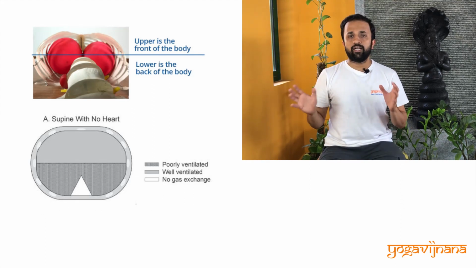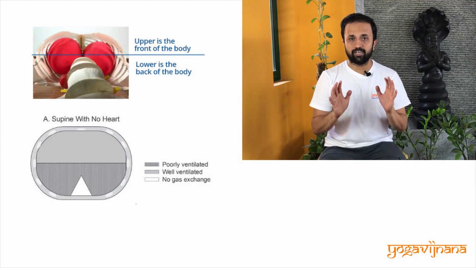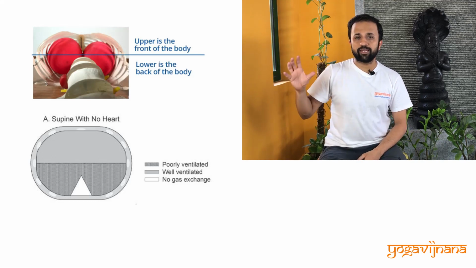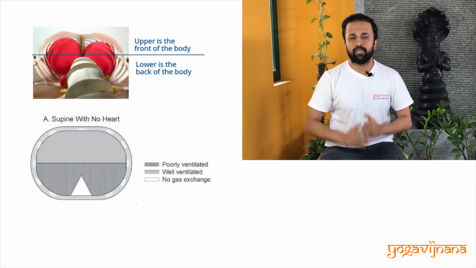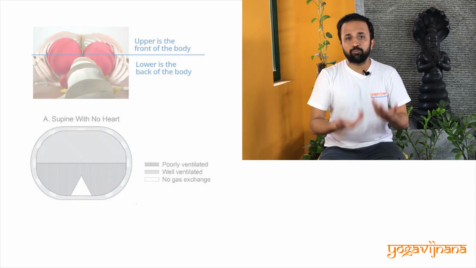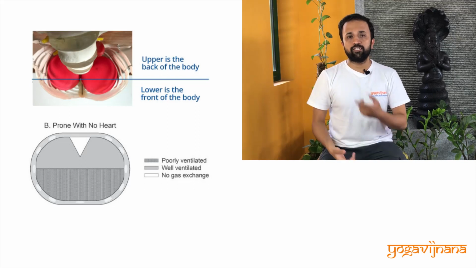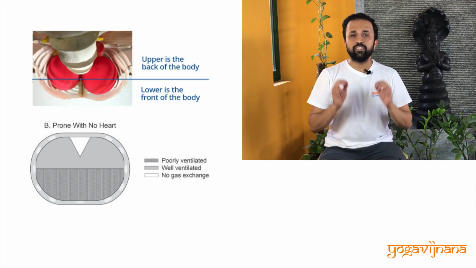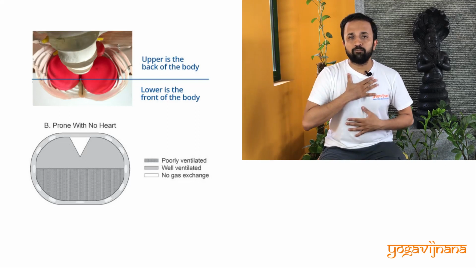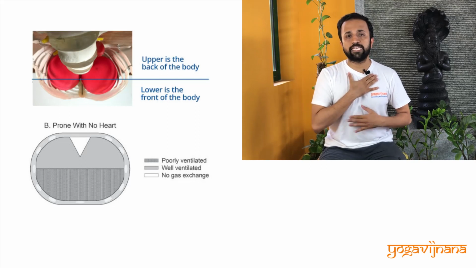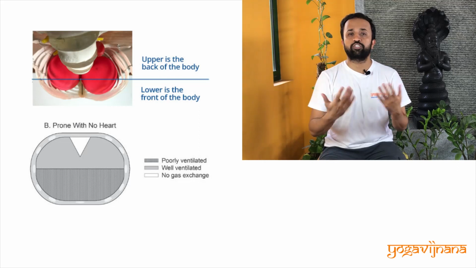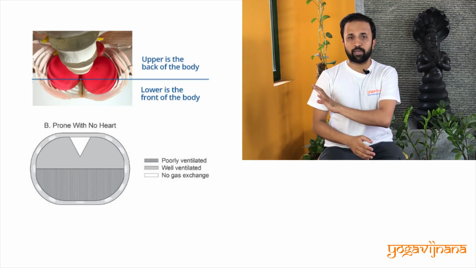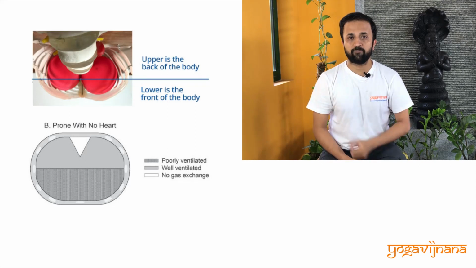Now, in this image there is no heart still. So it looks fairly like both the upper and lower areas of your lungs are equally ventilated, more or less. But what happens in prone position? In the prone position, the weight comes on your chest area, so that part of the lungs is less ventilated and the back part of your lungs is more ventilated or more oxygenated, and that's exactly what's happening here, and still we don't have the heart.